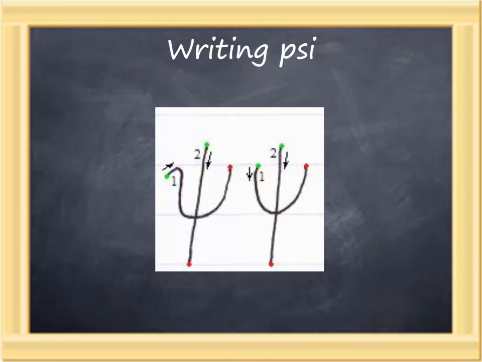The psi gives us a PS sound. It's formed by writing an upsilon and then drawing a vertical line through it. Practice the psi a bit.